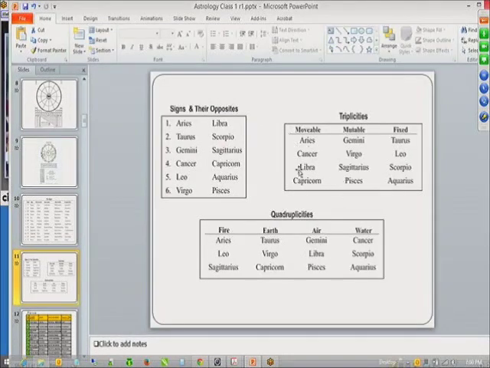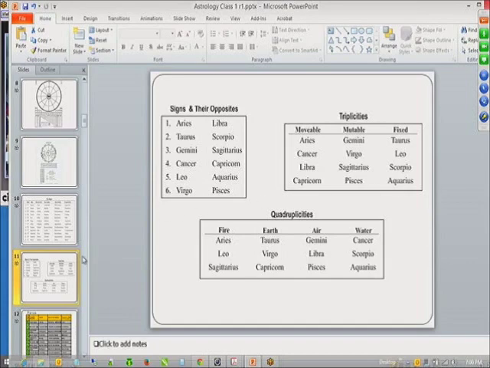The Triplicities, movable, mutable, and fixed. And we'll talk just a little bit about those. And Quadruplicities. You have to have these memorized. You have to know these absolutely cold in your sleep, okay? Without doing that, it's impossible to read a chart.